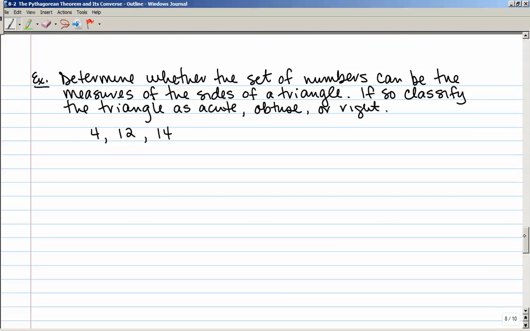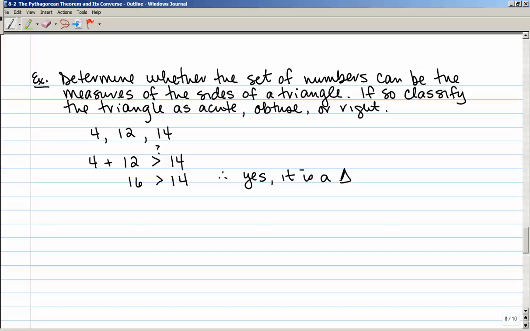The next problem says, determine whether the set of numbers can be the measures of the sides of a triangle. If so, classify the triangle as acute, obtuse, or right. So remember back from, I think it was chapter 5, the two shorter sides added together have to be greater than the third side. And in this case, that is true. 16 is greater than 14, therefore, yes, it is a triangle.